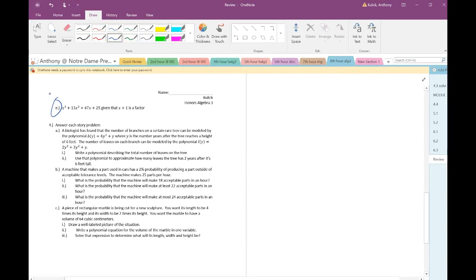And E is my final. Here we're told that x plus 1 is a factor. So we'll start by using synthetic division to divide that off. Let's see what else I get, using the same synthetic division process that we used before.